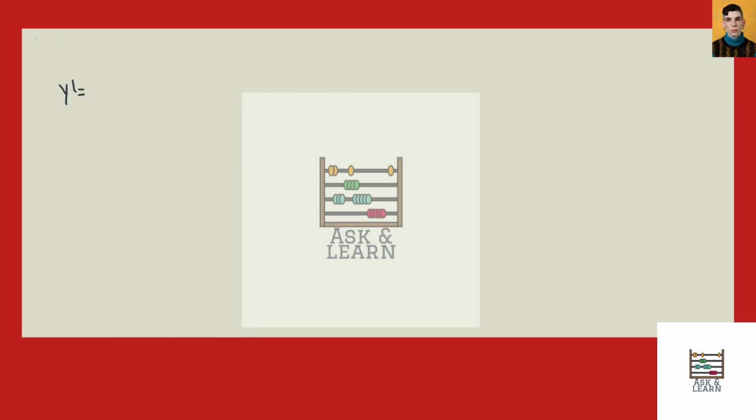So y prime is equal to (x minus 1) squared over x squared plus 1. Ooh, not y prime, that's just y.